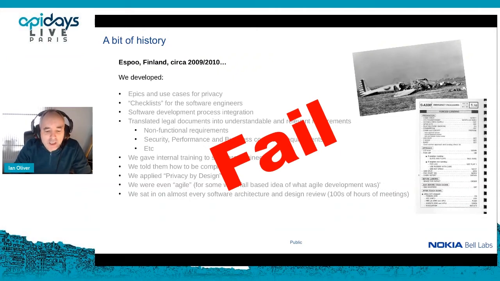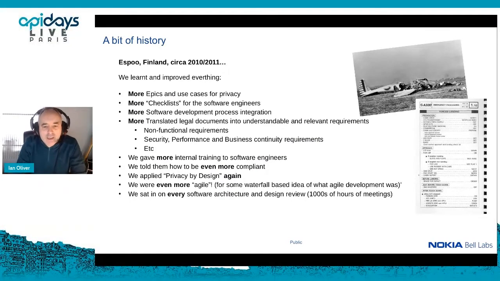Without a doubt, okay, we had some successes, but we failed completely on getting privacy requirements as a first-class software engineering concept that people had to deal with. So how do we deal with that? It's quite easy. We went back and improved everything that we were doing. So we wrote even more epics, more checklists, got deeper into the software engineering process.